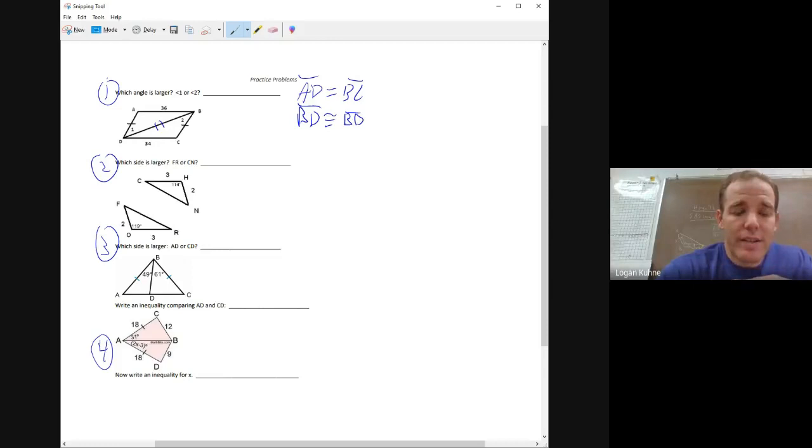Yep, nailed it. Angle one is larger because 36 is bigger than 34. Angle one's across from 36. Angle two is across from 34. So angle one has to be bigger than angle two. Way to go. All right, number two, which side is larger? FR or CN? Type it in the chat.